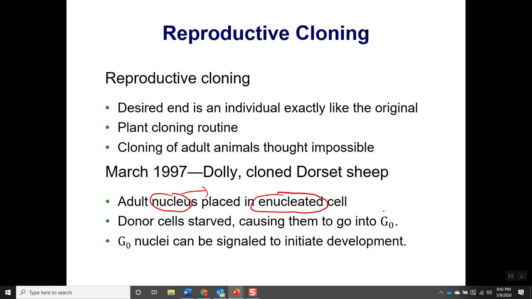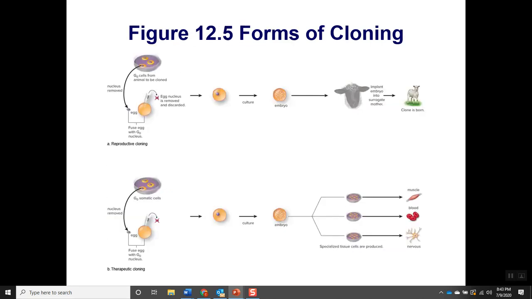Remember G0 phase when we talked about mitosis. And then they were able to signal for it to initiate development after it went into G0 phase. And the way they did that was to introduce it into a womb, a uterus. All right, so these are the 2 forms of cloning.